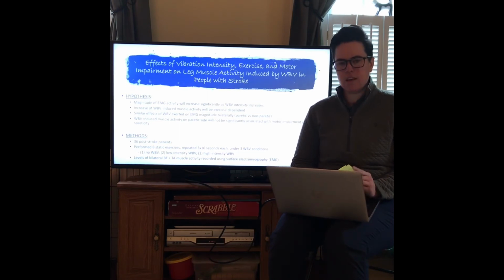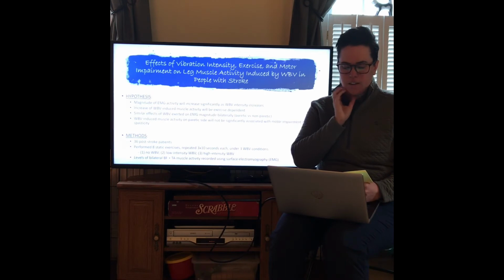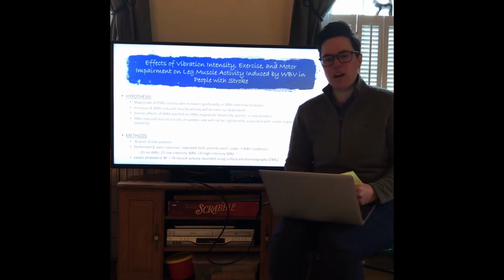So for this study, they examined 36 patients. They performed 8 static exercises, 3 sets of 10 seconds each, under 3 different whole body vibration conditions. The first round would be no vibration, the second would be a low intensity, and the third a high intensity. Then the levels of the bilateral bicep femoris and tibialis anterior were recorded using a surface electromyography.